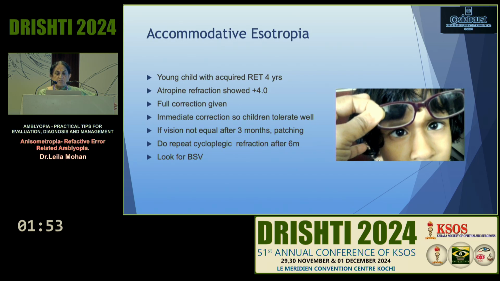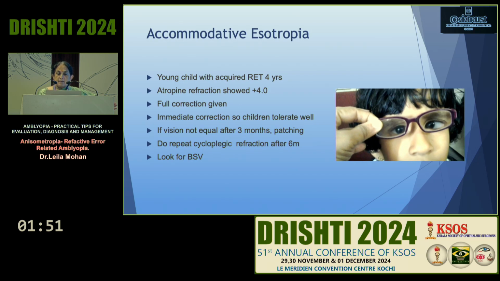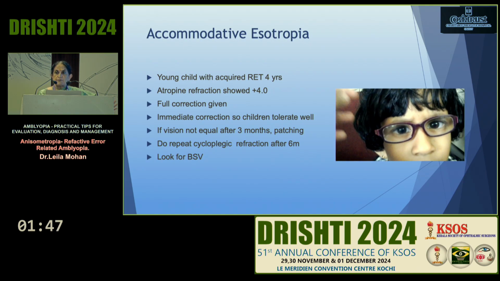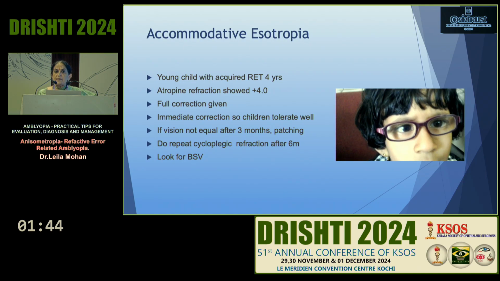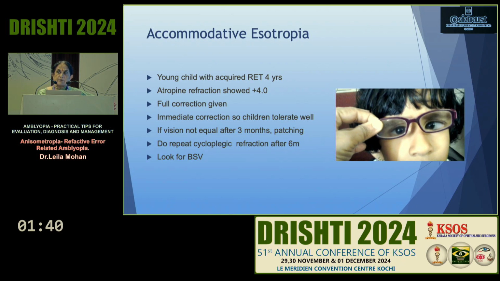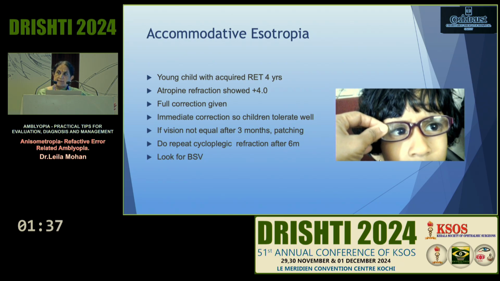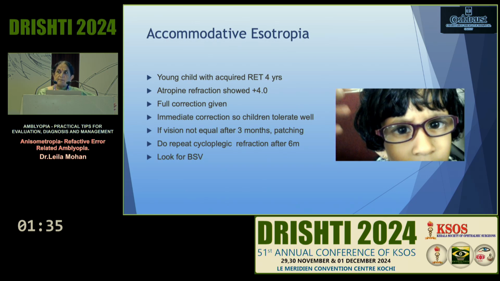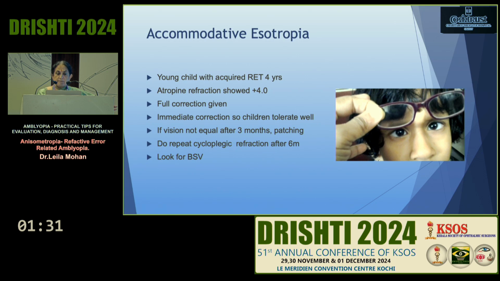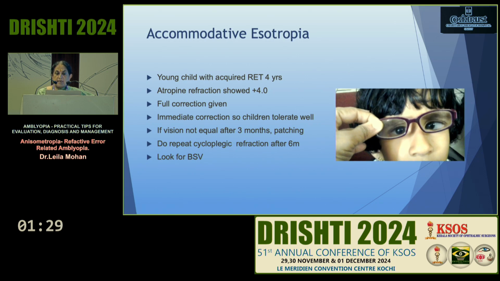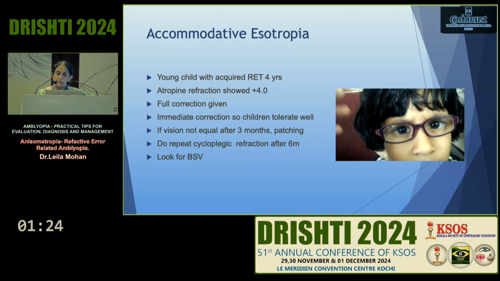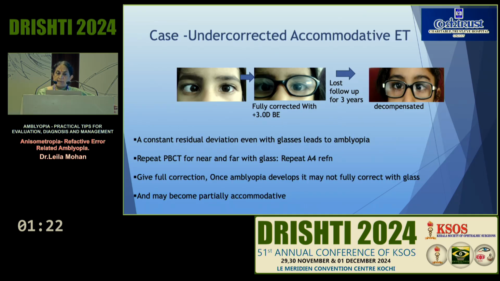So this child at 4 years had an atropine refraction which showed +4 diopters of hypermetropia, which was fully corrected. Hypermetropia, when you give full correction, it is better to give as and when the child is atropinized, because the child will tolerate the full correction then. If you give after 1 month, they may not accept the full correction. So if vision is not equal after 3 months, patching should be started, and repeat cycloplegic refraction after 6 months to see whether there is a residual hypermetropia, and look for binocularity.